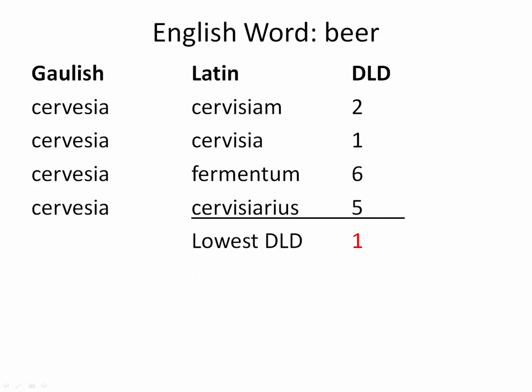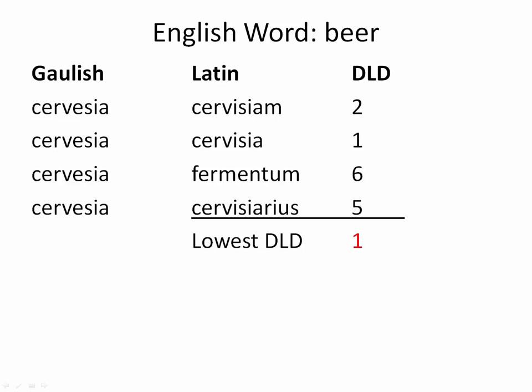Let's consider another situation. When I take the English word beer and use Google Translate to find all of the Latin translations, we find 4 available translations. If we apply the Damerau-Levenshtein distance between the Gaulish word cervesia and each of the available Latin translations, we find some very different numbers for the Damerau-Levenshtein distance, which are 2, 1, 6, and 5. In this case, we would pick the number 1 as the best available Damerau-Levenshtein distance because this would suggest this is the closest available translation.